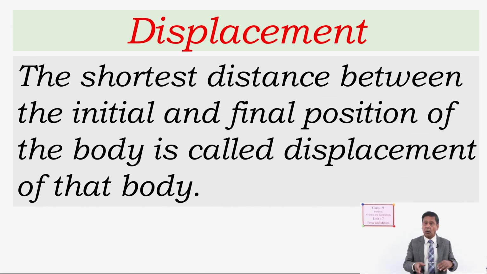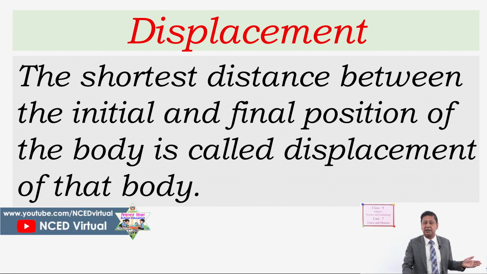Finally, where is the body and what is the shortest distance between its initial and final position? That represents the displacement of the body. That's why I want to return to the same diagram, but remember, displacement is symbolized by the symbol S and its SI unit is meter. Both of them have the same SI unit, meter, but one has definite direction, another doesn't have definite direction.